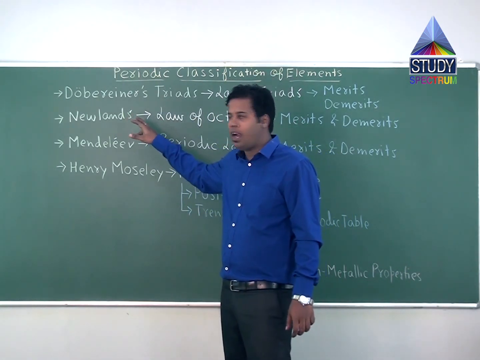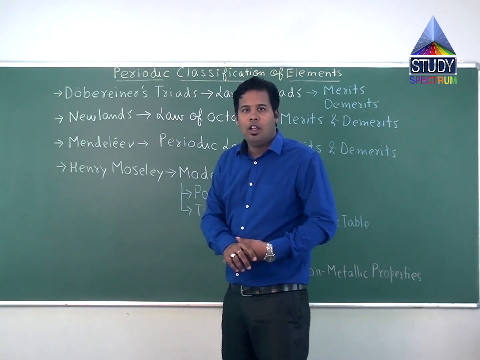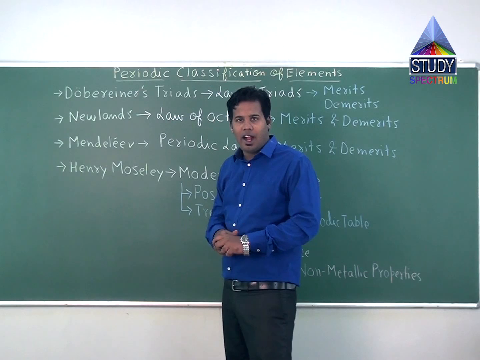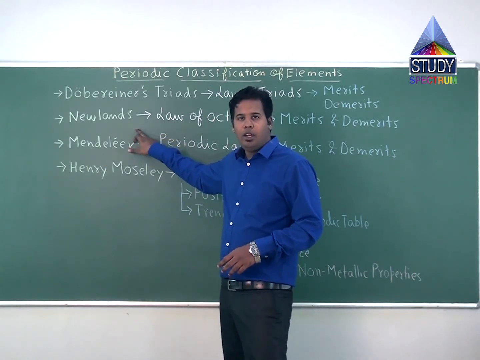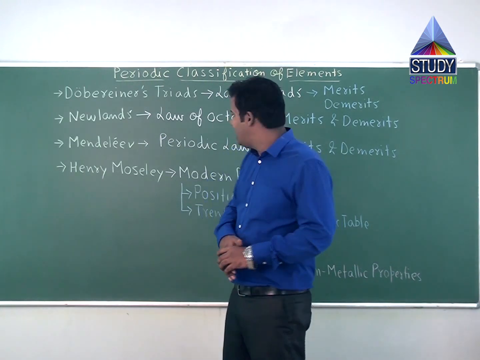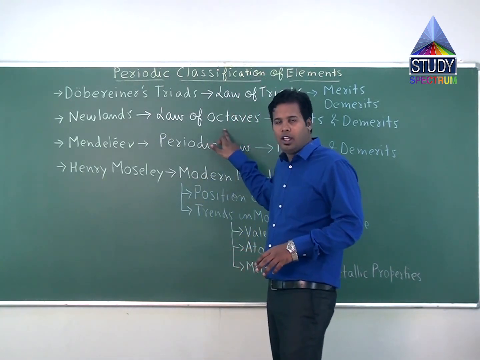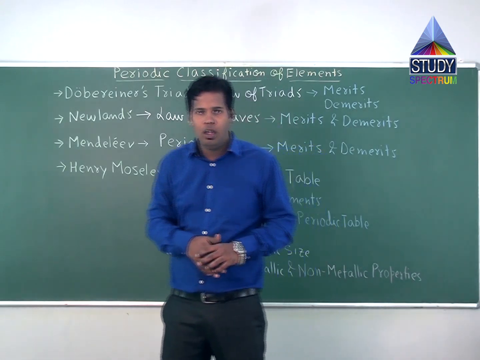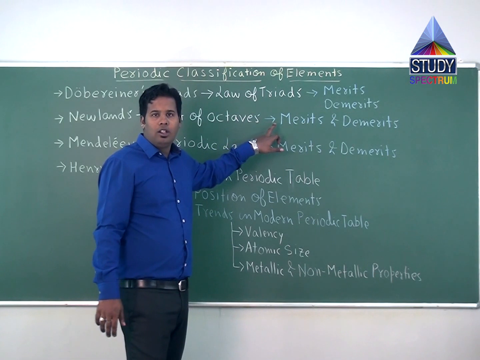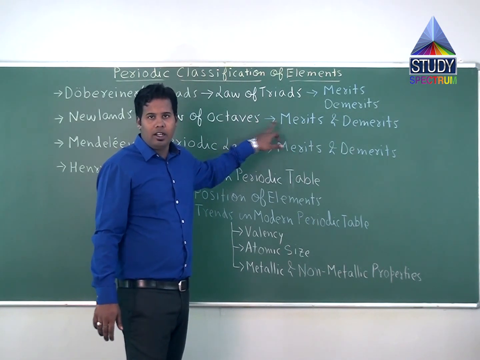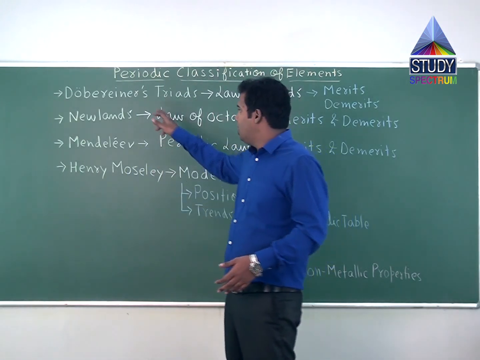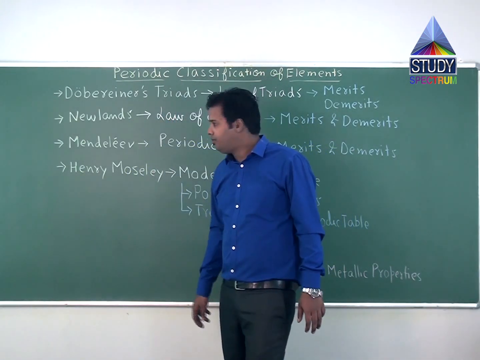The first scientist was a German scientist, Johann Wolfgang Dobereiner. After him came Newland in 1867. He was a British scientist. He gave the law of octaves, which we will study in detail as we move along in this chapter. In that also we are going to study the merits and demerits of his law of octaves, and why he also failed after the German scientist Dobereiner.